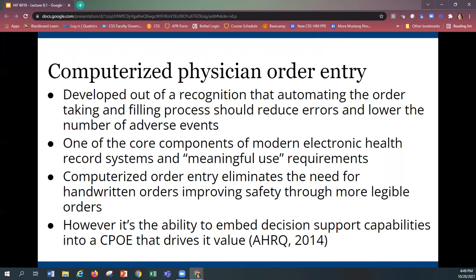However, it's the ability to embed decision support capabilities into CPOE that really drives its value from both a cost and a quality perspective. Use of decision support allows for early detection of potential ordering errors. It also offers a range of diagnosis and treatment related information and tools aimed at improving care. Decision support can also include rules regarding allergies, drug-drug interactions, medication contraindications, and renal and weight-based dosing that can ensure the patient receives the correct prescription.